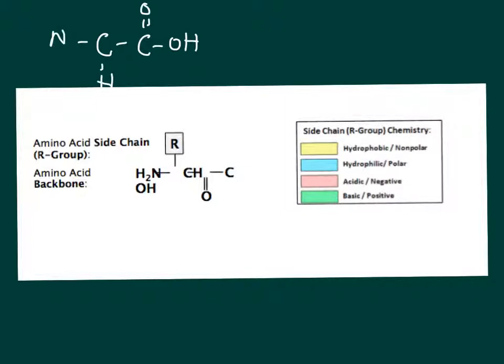Our amino group, and then our R group, or our variable group, up there at the top. The difference between each amino acid and what gives them a different name is what attaches at the R group. What attaches at the R group can be a variety of different things.